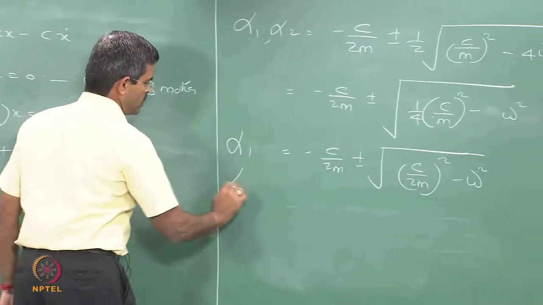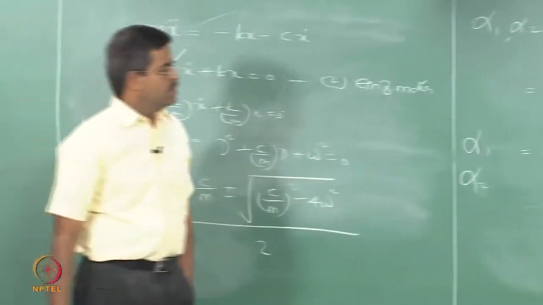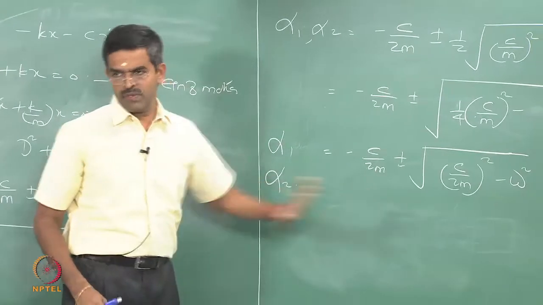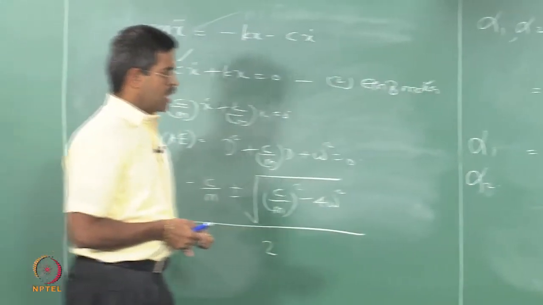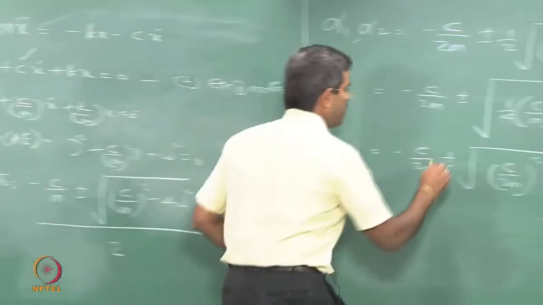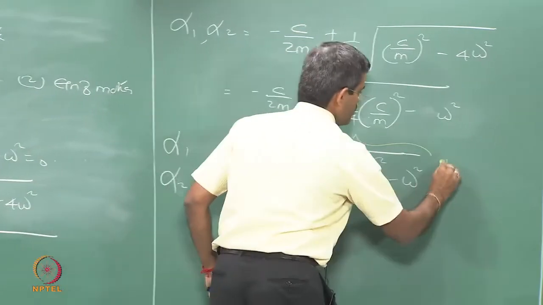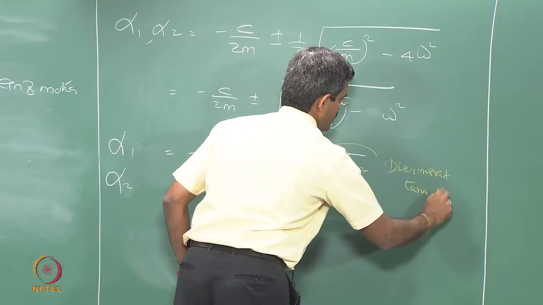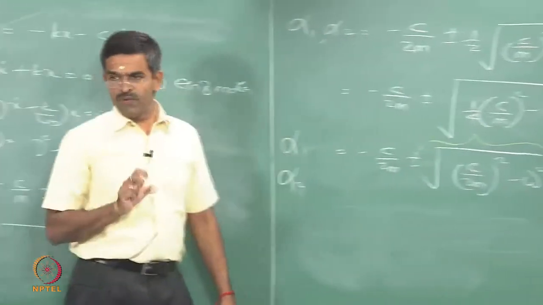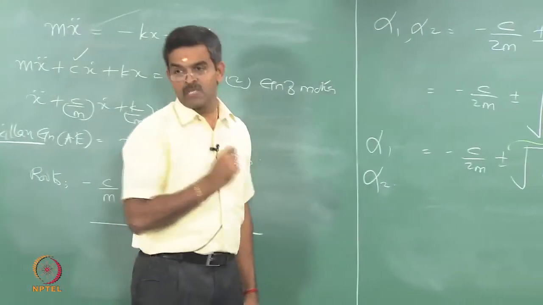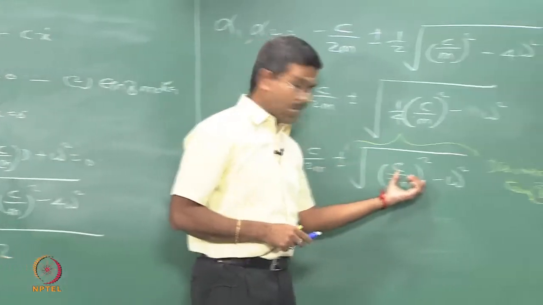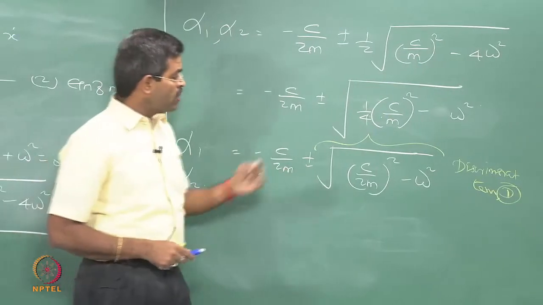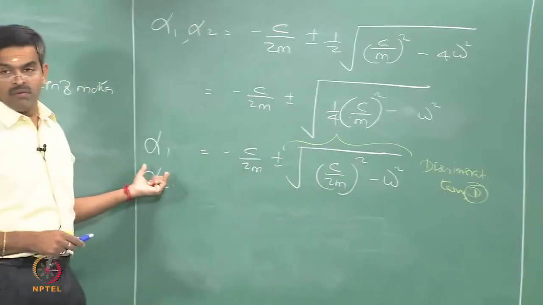If I say these are my roots, so they are real and distinct, therefore I can easily write my complementary function for this. But now I will pick up this argument, which is the discriminant term, and try to qualify this statement depending upon the qualification of this term. For example, this term can be 0, positive, or negative. Depending upon the qualification of this term, the roots will vary.